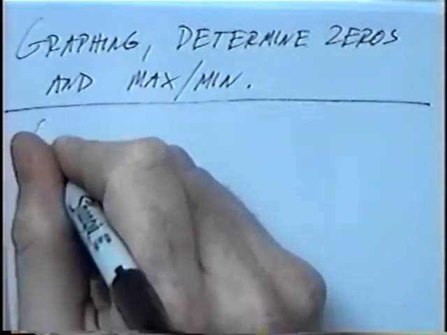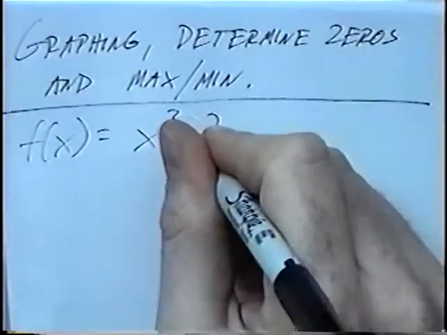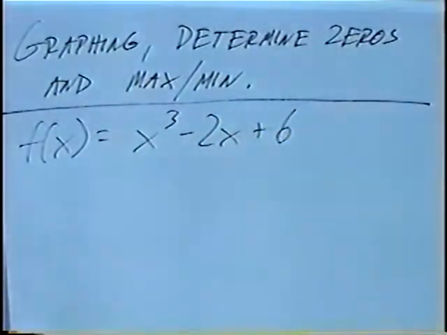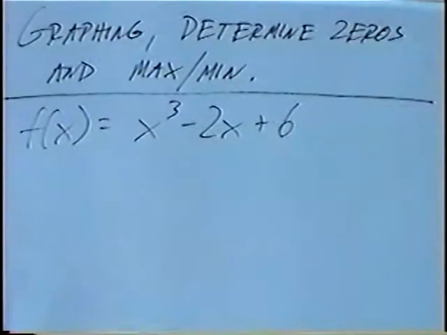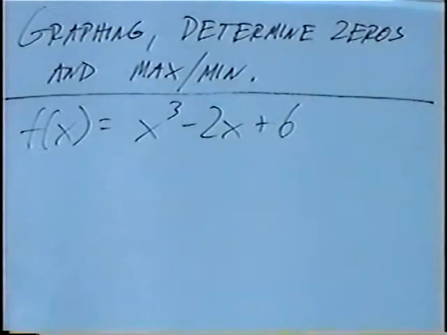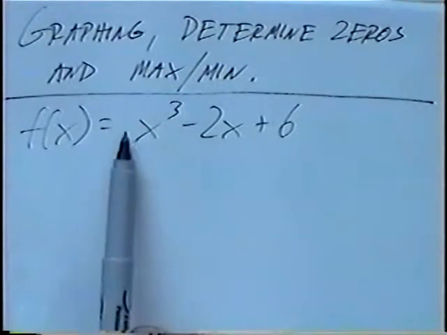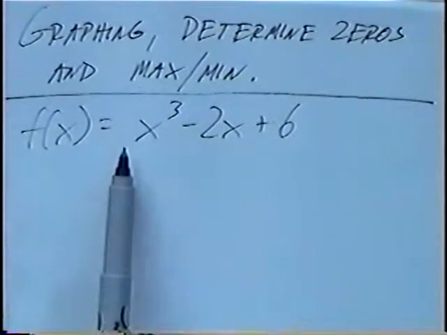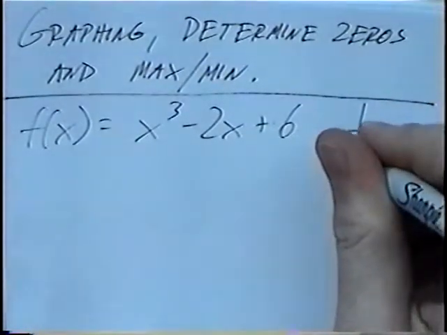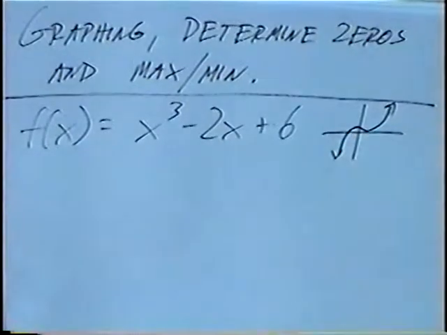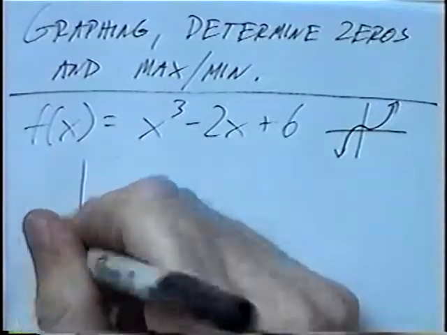First function we'll look at, f of x equals x cubed minus 2x plus 6. Looking at this function, we can decide the shape of the graph based on the previous section. This is an odd graph. X cubed would be an odd graph, and the coefficient in front is positive, so we'll have odd and positive. So looking back at the tables we just did, this graph will start at the bottom left and curve up to the top right.